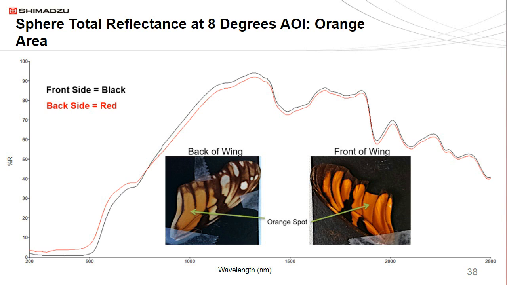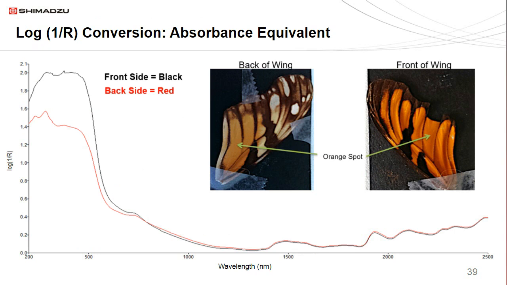So let's take a look at this with an absorbance equivalent transform. Here is the log 1 over R conversion for the front and the back of the wing, which is the absorbance equivalent in reflectance. You can see that, indeed, starting at the visual sensitivity of the human eye, around 750 to 800, there is a distinct difference between the front and the back that accounts for the front being a little bit brighter and the back being a little bit duller. And this does indeed stand out in this particular plot.